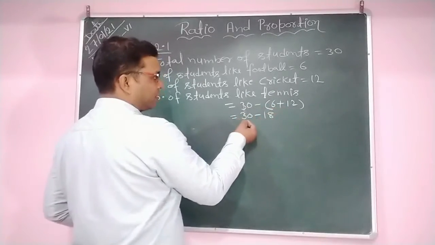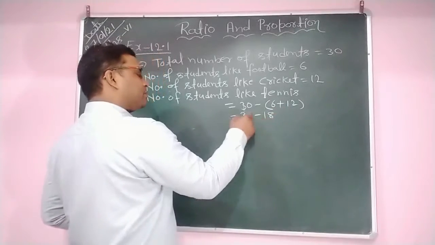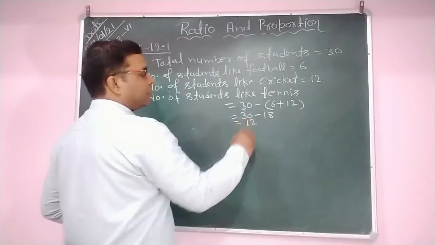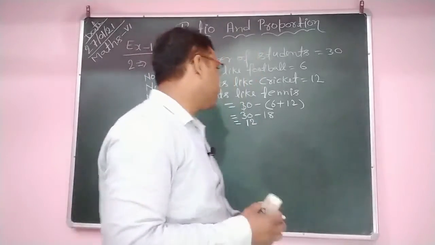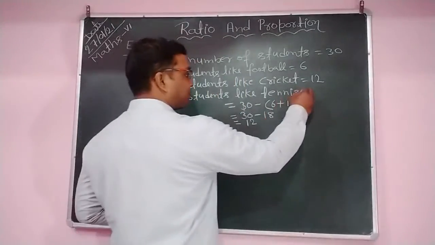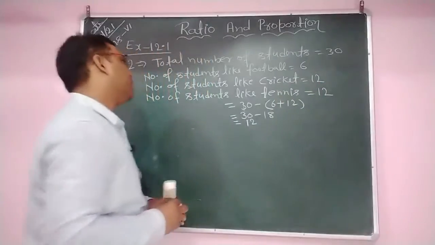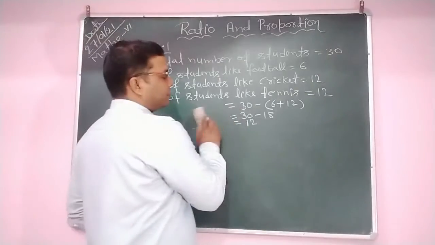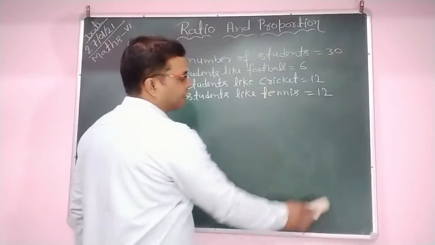So when you subtract 18 from 30 we get 12. So in this way you can say the number of students who like tennis is again 12, because the number of students who like cricket is also 12. This is clear now.